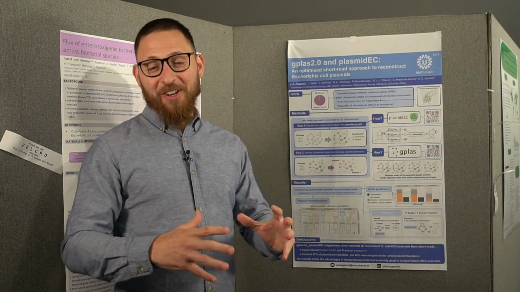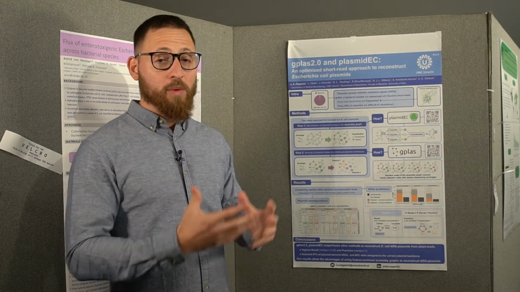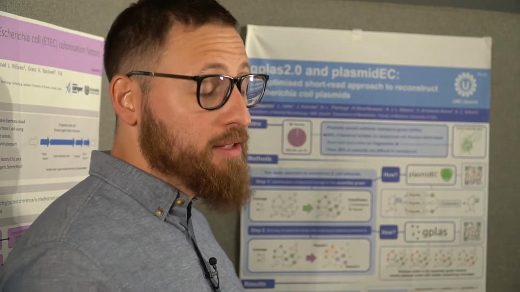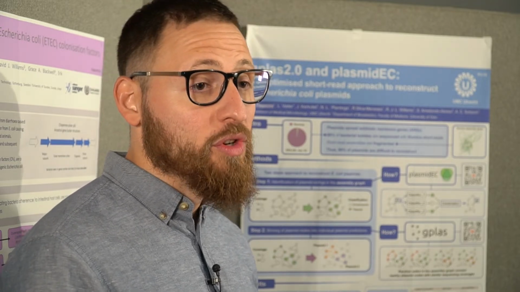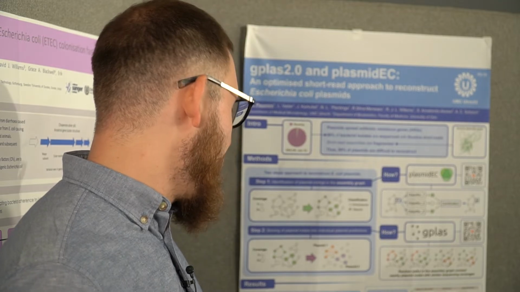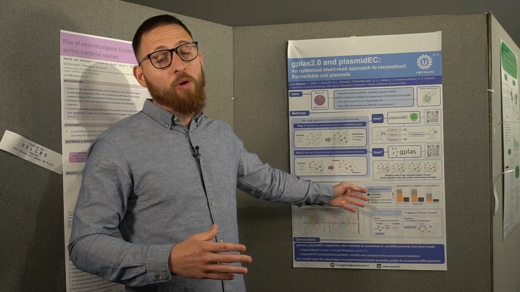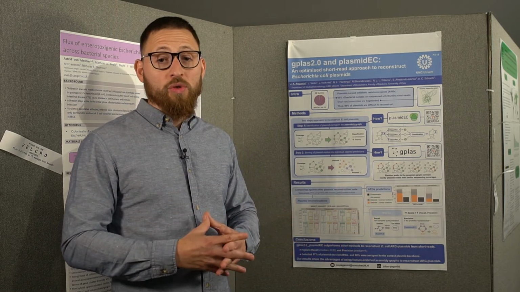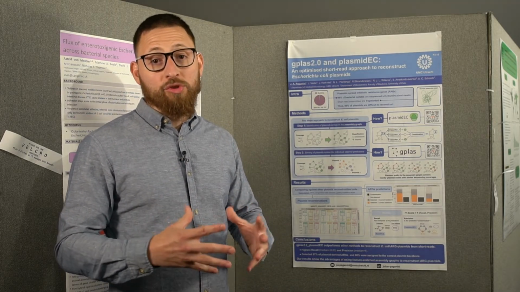So as a main conclusion of our study, we can say that our method, which combines G+ with plasmid EC, is the best method to reconstruct plasmids that contain antibiotic resistance genes on E. coli. And we saw that because it presented the highest F1 score and it was able to correctly assign most antibiotic resistance genes to the correct plasmid backbone. Our method also shows the importance of using assembly graphs to reconstruct plasmids.